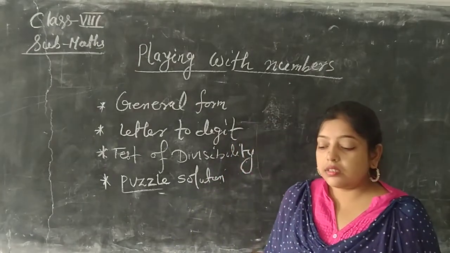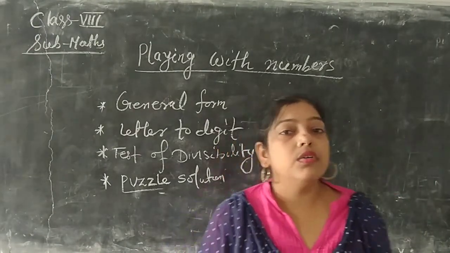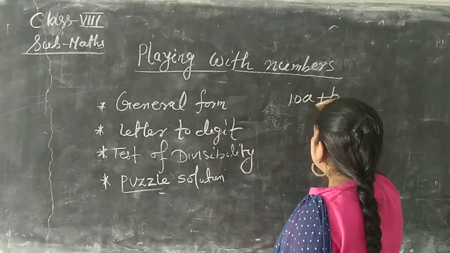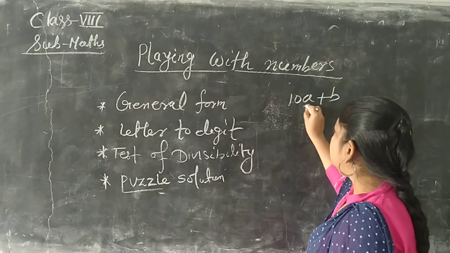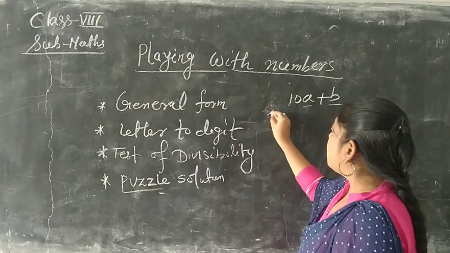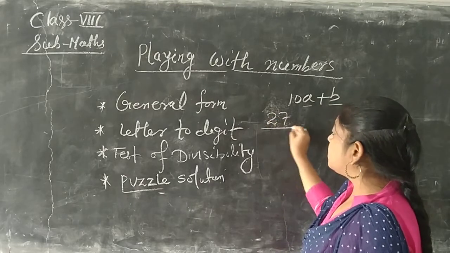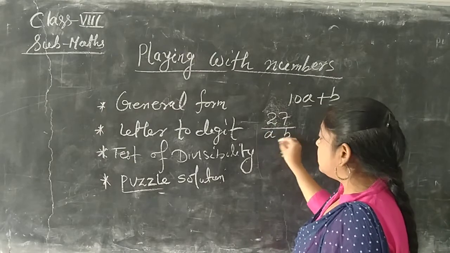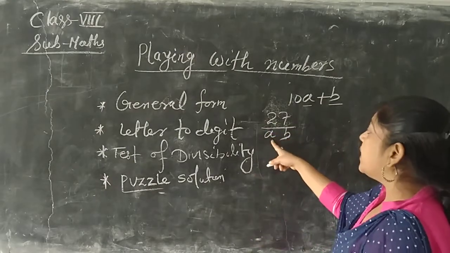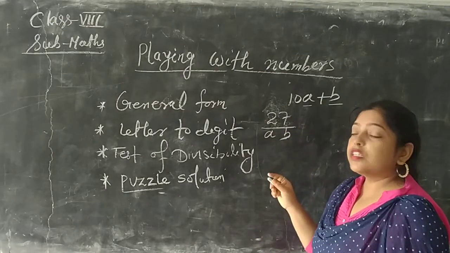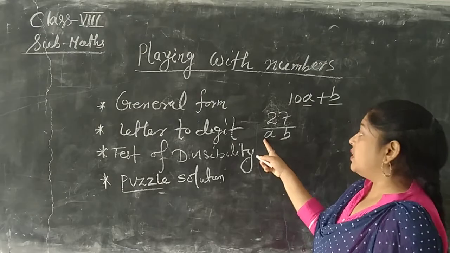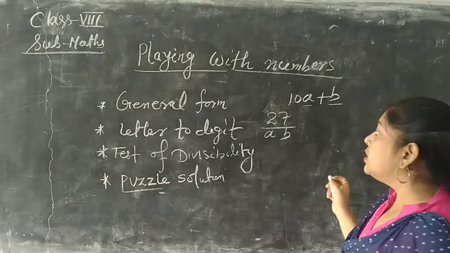Two-digit numbers come out in the form 10a plus b. What are a and b? For example, take 27, which we write as AB: 2 is the A and 7 is the B. A is called the tens place and B is the unit place.